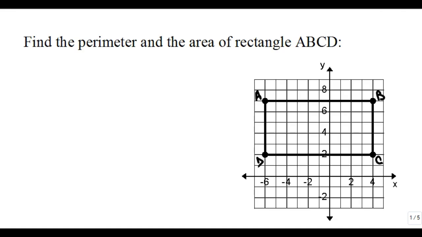Hi, let's start with the bell ringer. We need to find the perimeter and area of rectangle ABCD. The formula for finding area is base times height. The process for finding perimeter is just to add all the sides. So for both of these, we're going to need to figure out the side lengths of our rectangle.